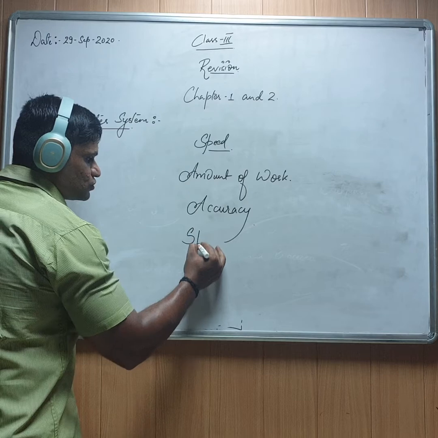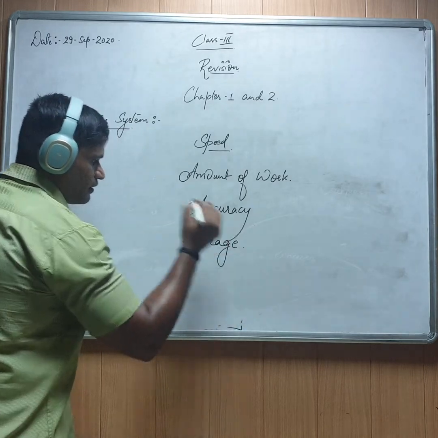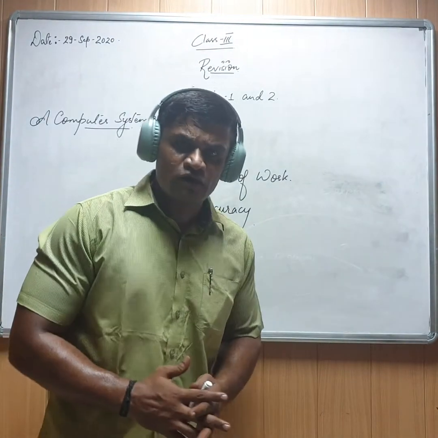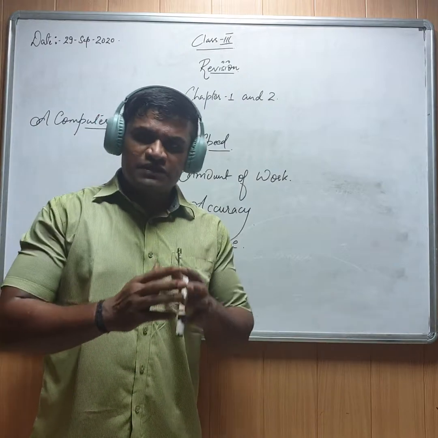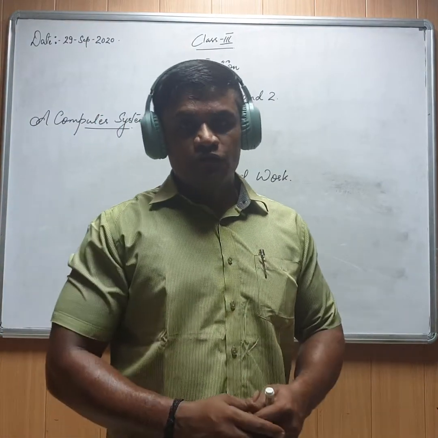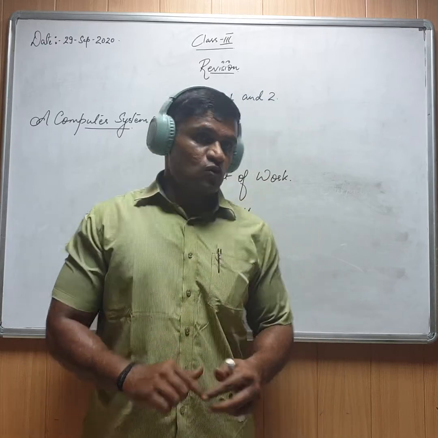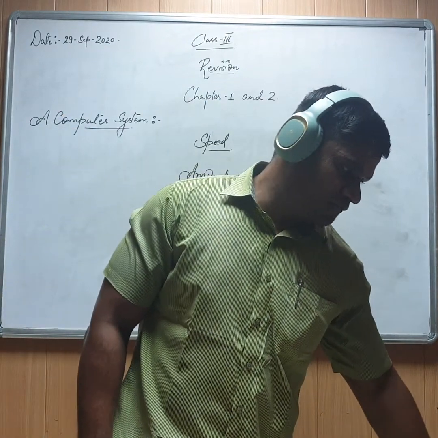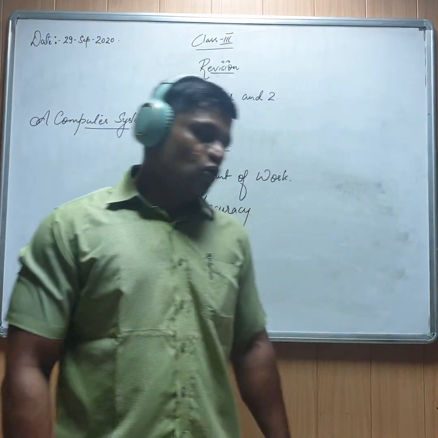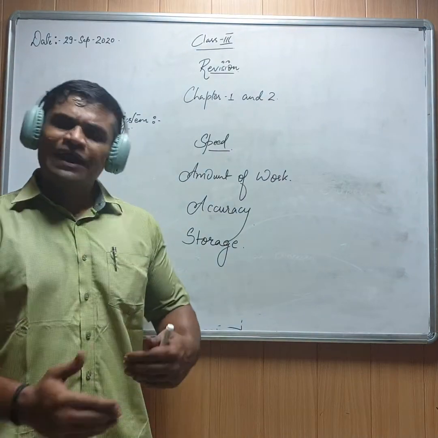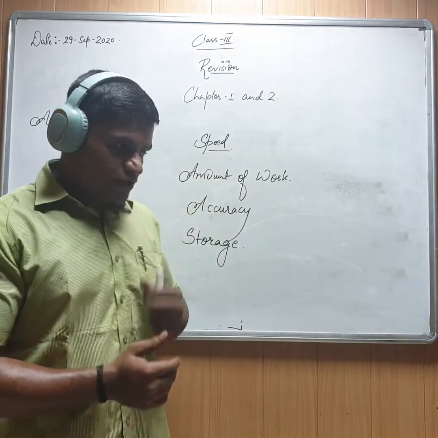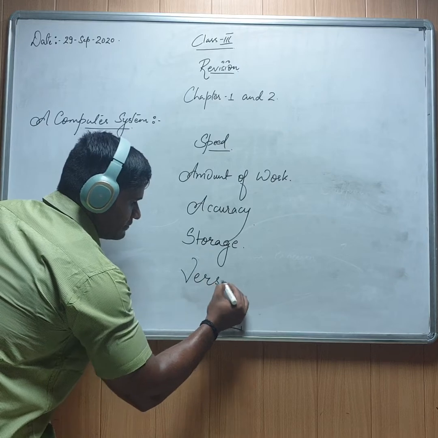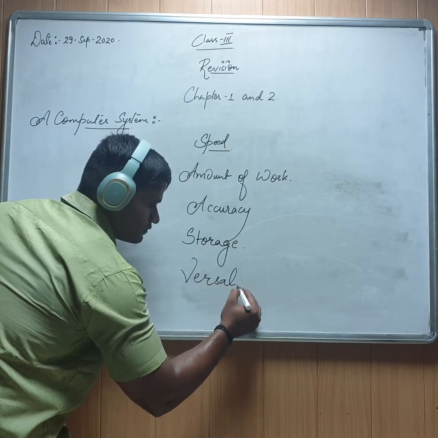Fourth, storage. A computer can store a huge amount of data. It is capable of storing lots of books. It is capable of storing lots of data, which we might not be capable of. So a computer can store a huge amount of data, either in the form of text, document, audio, video, games, picture, any format. It is capable of storing all those. And the fifth one is versatility.